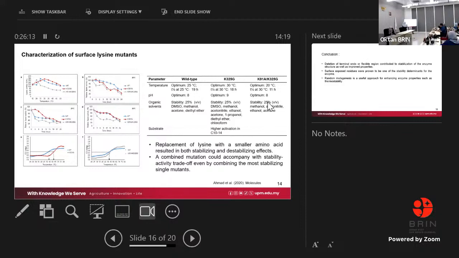And we concluded that the replacement of lysine with a smaller amino acid may result in both stabilizing and destabilizing effects. And even if we combine the two stable mutants based on molecular dynamics simulation analysis, it could also be accompanied by this stability and activity trade-off. So we can see a mutant with destabilizing effect and also with stabilizing effect.